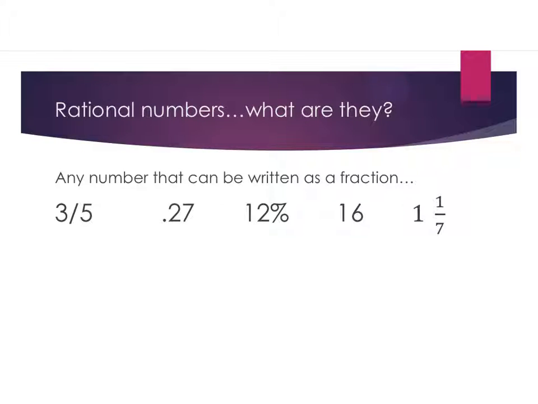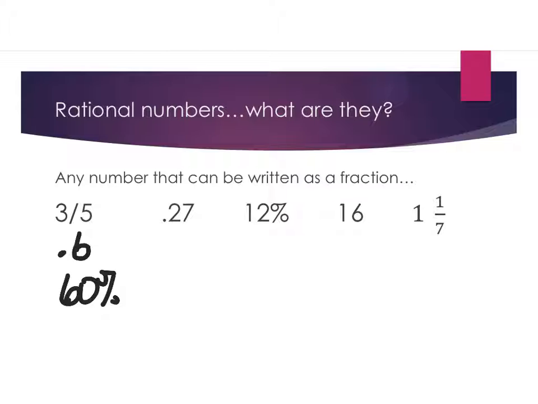So rational numbers are any number that can be written as a fraction. If it's written as a fraction already, like 3/5, it's a fraction. But we could also write its decimal equivalent, which is 3 divided by 5, which is 0.6. We could write the percent equivalent, which is 60%. So any number that can be written as a fraction.